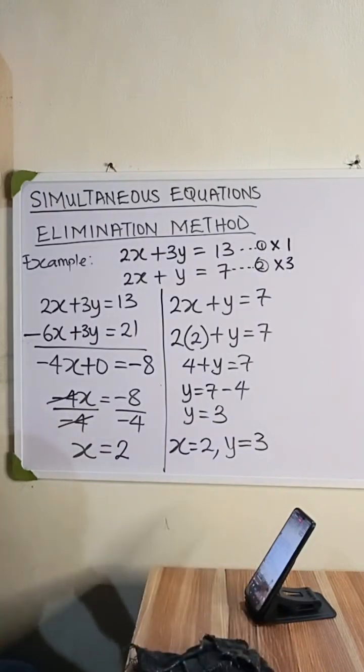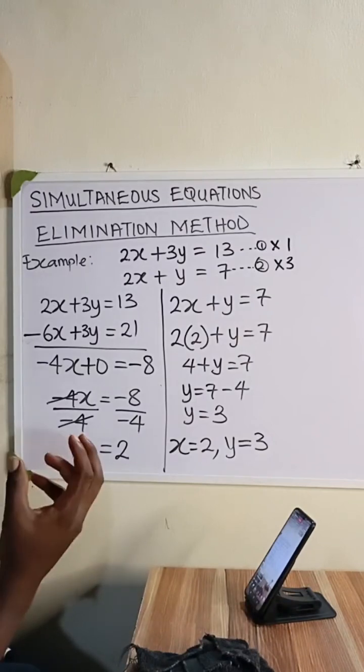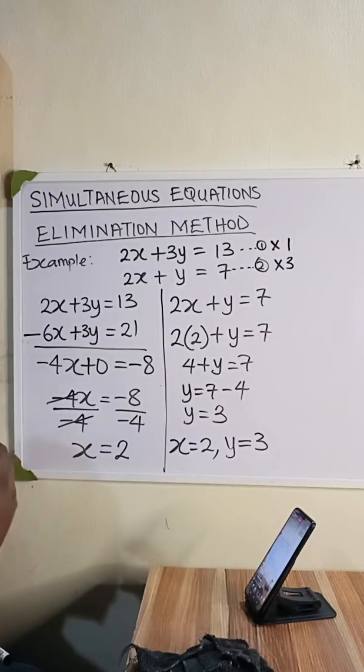Yeah, collect like terms. So we have been able to use the elimination method to find the values of x and y. So those of you that were in our last class, please help me check if the answer we have today is the same with the answer we got in our last class.